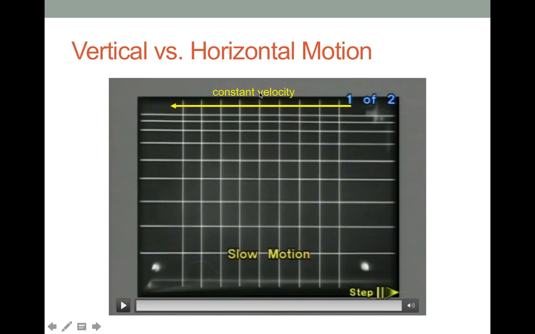So we have constant velocity in this direction, the horizontal direction, because all of these lines are evenly spaced. And in this direction, we have constant acceleration. Notice they are close together when it first started falling and much farther apart at the end when it hit the ground. So this is accelerated motion, and this is constant velocity.